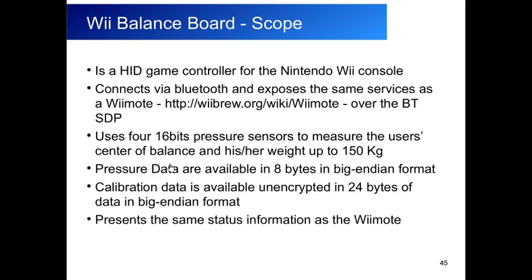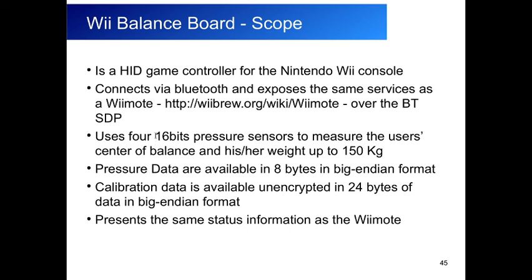The Wii Balance Board, again, is a game controller that can be connected. Well, it was originally developed for the Nintendo Wii console, and it connects via Bluetooth and exposes all the same services that are available in Wiimote. Wiimote, okay. So you can also look for this on this website. There is a lot of interesting information about the Wiimote controller.